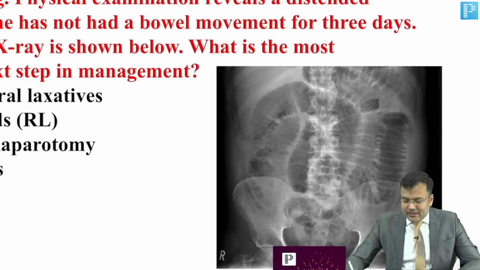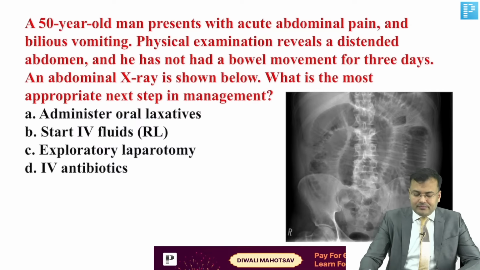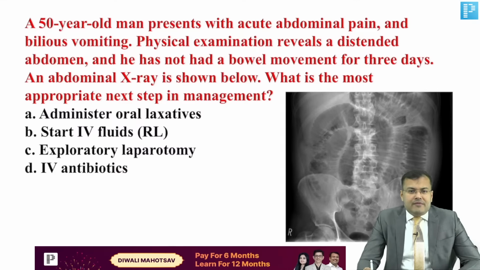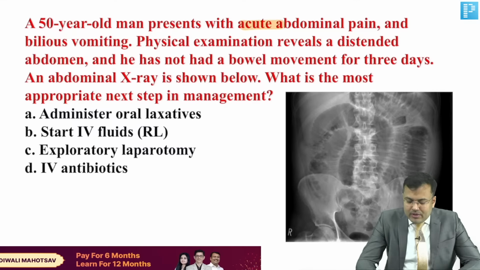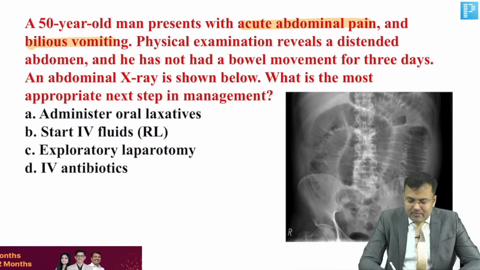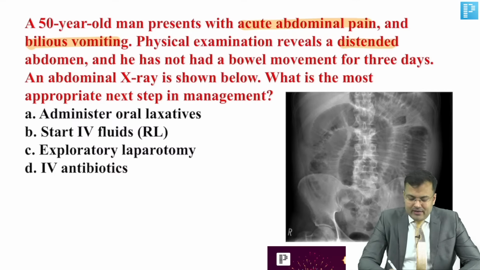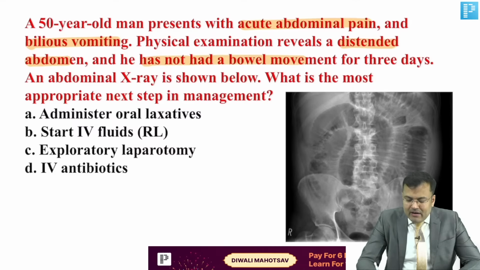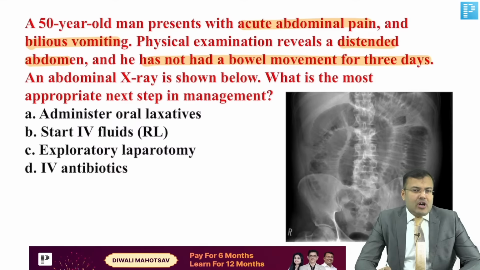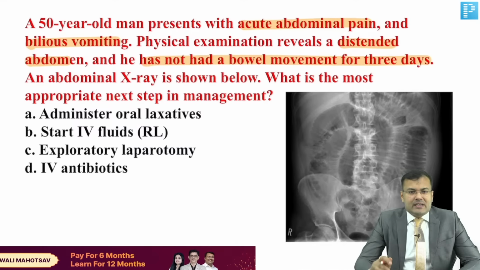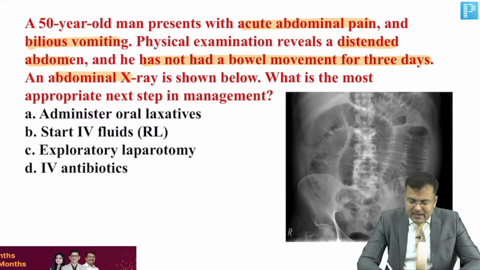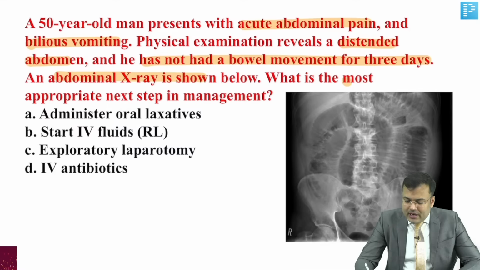Okay. Now, see the next question, very easy. Read it. A 50 years old man presents with acute abdominal pain and bilious vomiting. Physical examination reveals a distended abdomen, and he has not had bowel movements for the past 3 days. Non-passage of feces for the last 3 days, there is abdominal distension. Abdominal X-ray is shown below. What is the most appropriate next step?